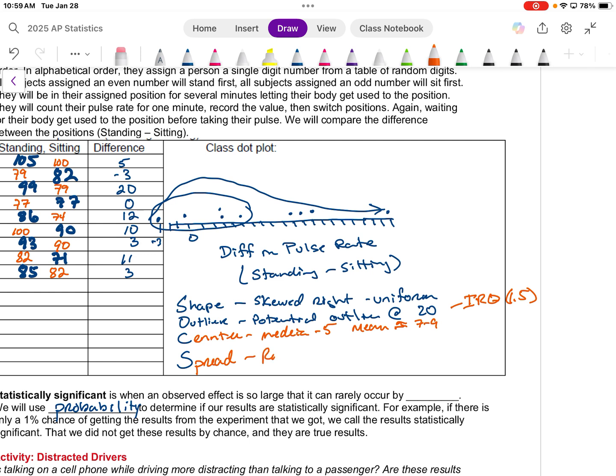We would say that there's a range of 23. We went from -3 all the way up to +20. So there's a range of 23.